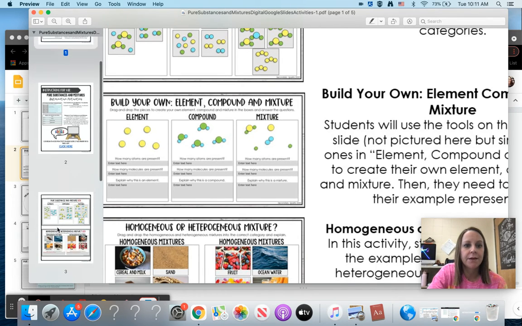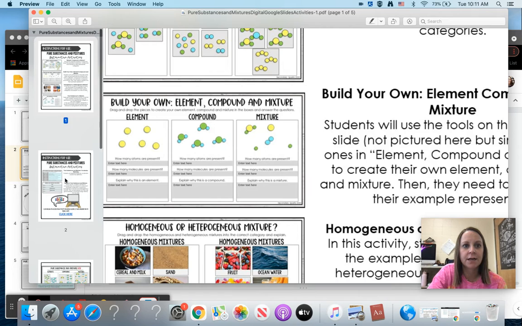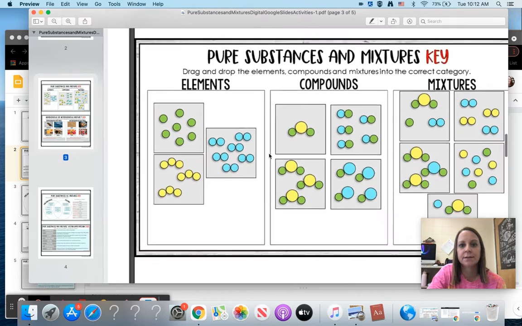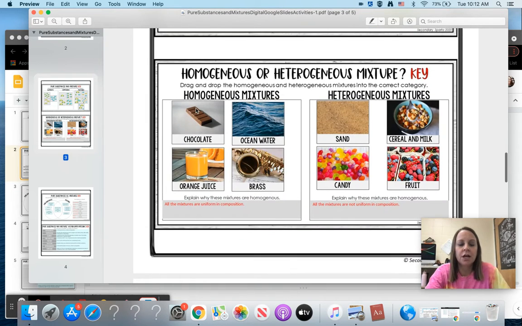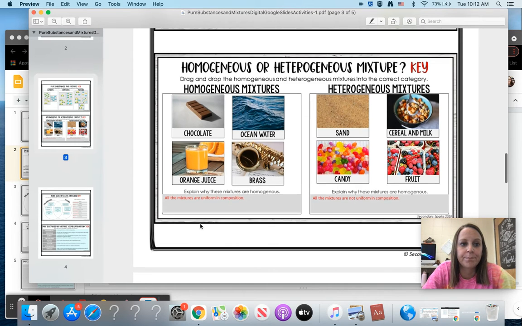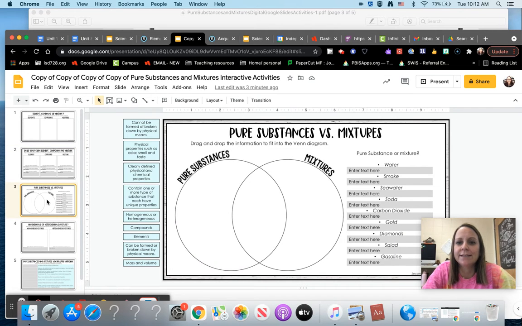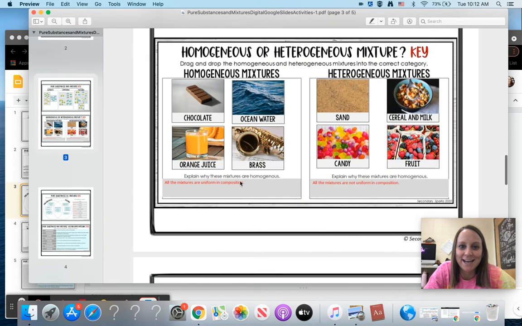All right? Then we have the, if it's heterogeneous or homogeneous slide, and that is here. So the pictures will look like this. So the chocolate, the ocean water, the orange juice, and the brass are all homogeneous, and they're homogeneous because they're uniform in composition. We can't see the different parts that make it up. And the heterogeneous mixtures, they're not uniform, which means we can see the different parts of it. Okay. The next slide then, I went way ahead. Sorry, I'm out of order. Anyways, the next one was this pure substances versus mixtures slide.